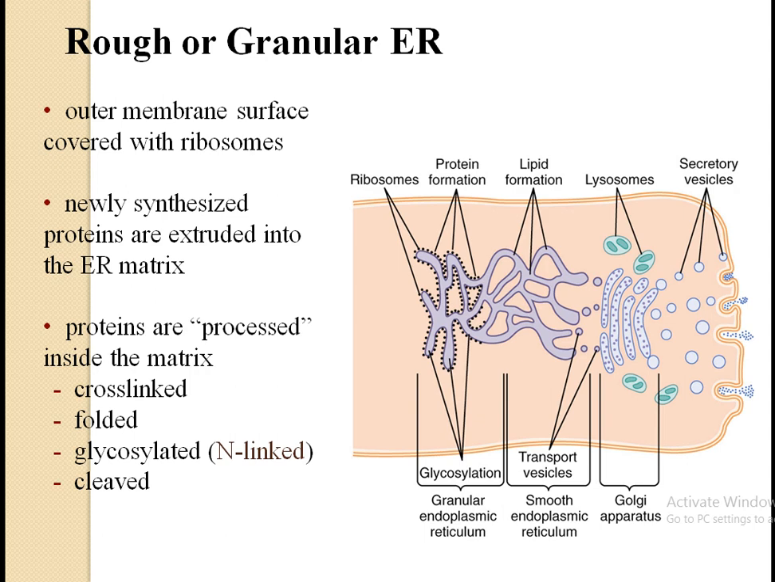This is the rough or granular endoplasmic reticulum. These granules are actually the ribosomes. The reticulum with these ribosomes is called the granular endoplasmic reticulum, and the ribosomes are composed of a mixture of RNA and protein and their function is to synthesize new protein molecules in the cell. So these granules are the major site to synthesize the proteins.